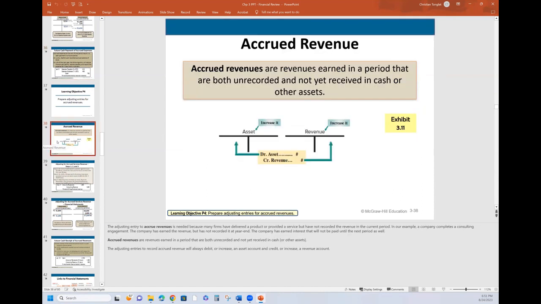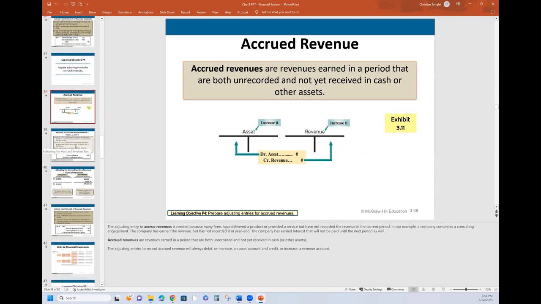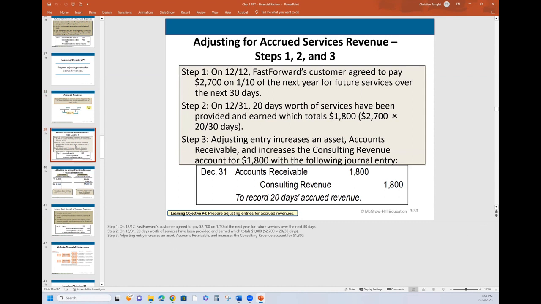Okay, we can do the same thing with our revenues. The accrued revenues, or the revenues that we earn in a period that are both unrecorded and we haven't received the cash yet. So maybe I provided a service and I haven't gotten the cash yet. How do I get that on the books? Well, accounts receivable. It's something we're going to receive in the future, and we want to keep track of it. So you want to make sure you put it on there, get it into the receivable account, so that way you know what people owe.